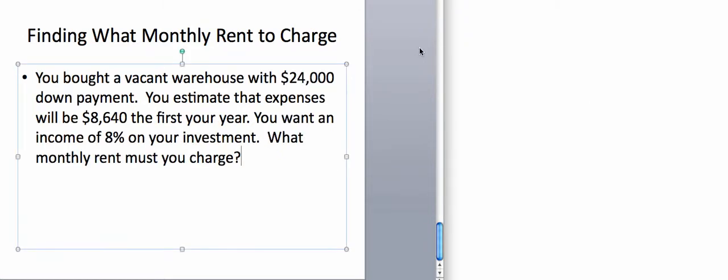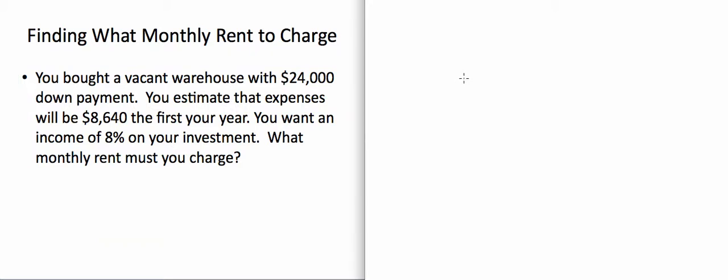Example here, you bought a vacant warehouse with $24,000 as a down payment. You estimate your expenses will be $8,640 for your first year. You want an income of 8% on your investment. What monthly rent must you charge? So how we're going to figure this out is we first need to figure out how much you want to earn off of your down payment. So we're going to take $24,000. We're going to times that by our percentage, 0.08, and that's going to give us an answer of $1,920.